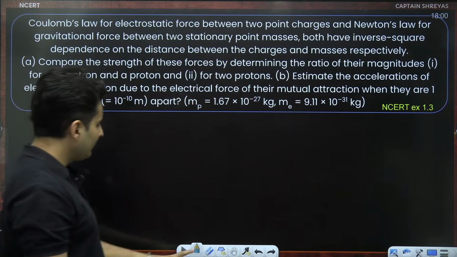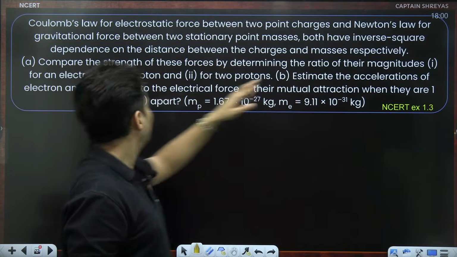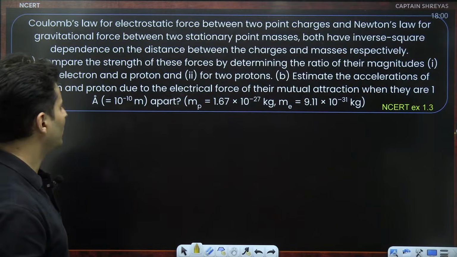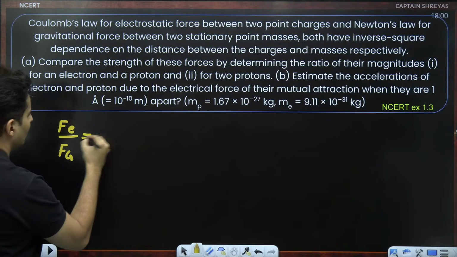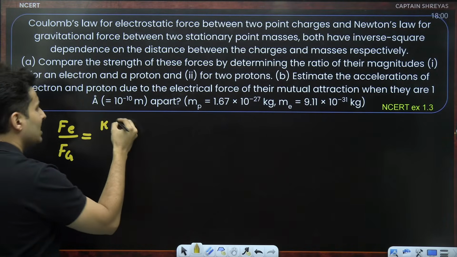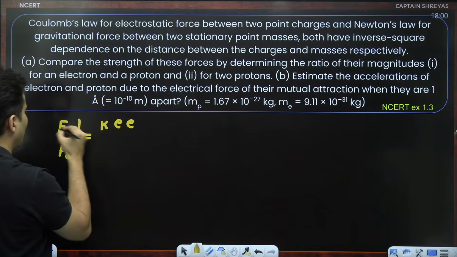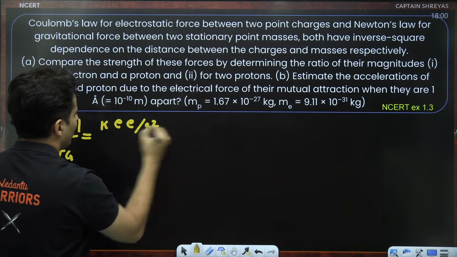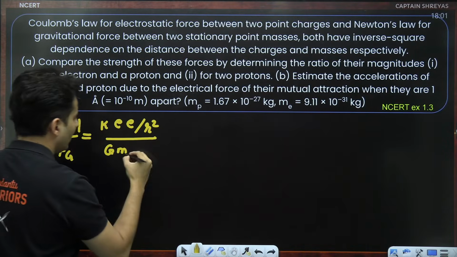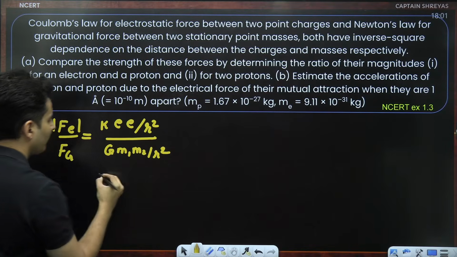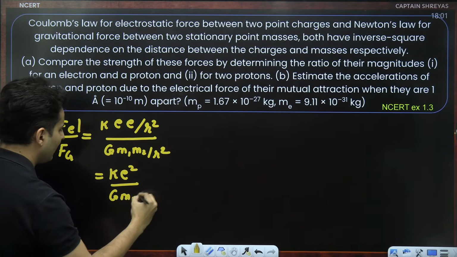Basically over here, the first part is for 2 protons and the second part is for 1 electron and 1 proton. If you divide force of electrostatics by force of gravitation, it will look something like this. K, charge on the electron or charge on the proton is the same thing, which is e only. I'm just interested in the magnitude, divided by r square. Similarly, gravitational force will be G, mass of the proton or mass of the electron, so m1 m2 divided by r square. So r square will cancel, and it will be k e square by G m1 m2.